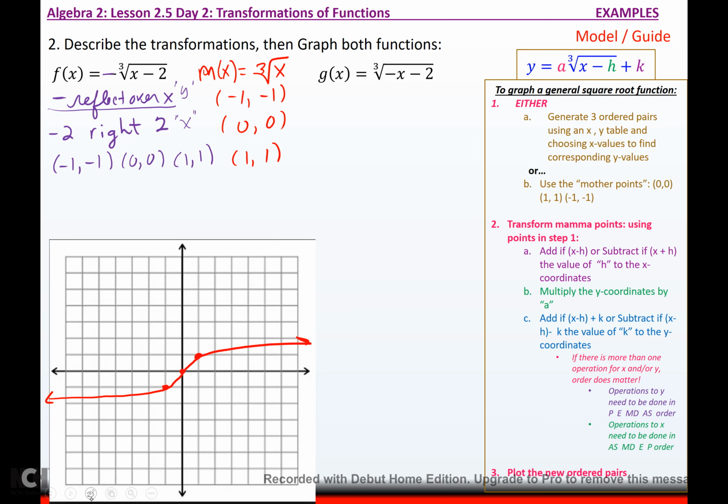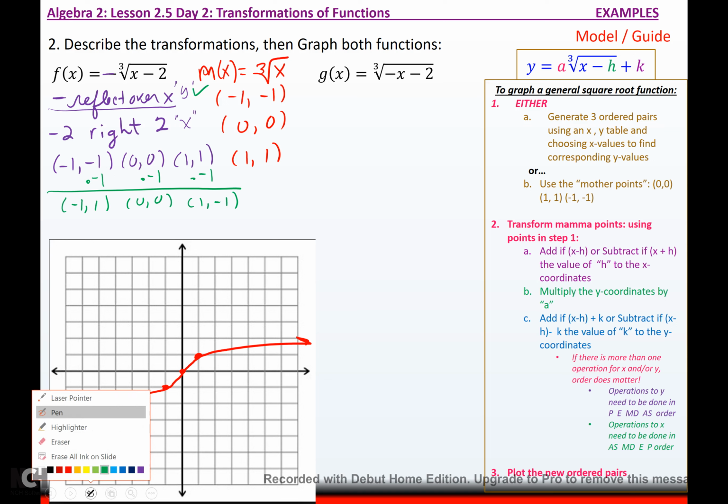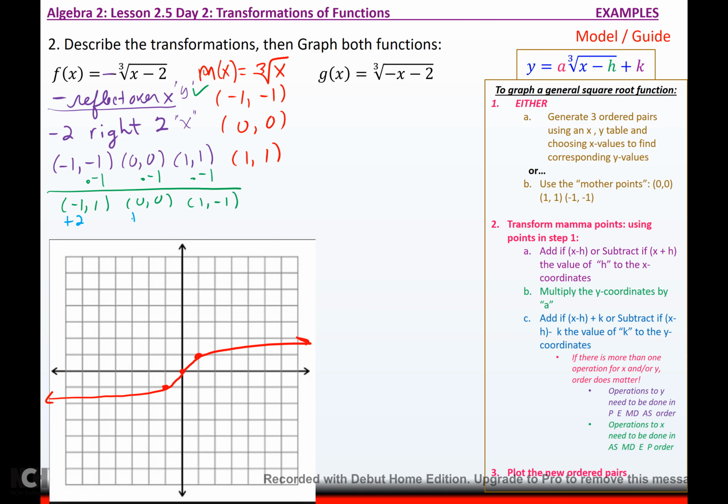or ASMEDEP. So I'm going to go ahead and multiply the y's by a negative. So times negative 1, times negative 1, times negative 1 on the y's. I get negative 1, 1, 0, 0, 1, negative 1. That's done. Then I have to add 2 to my x's. So plus 2, plus 2, plus 2. I have 1, 1, 2, 0, 3, negative 1.